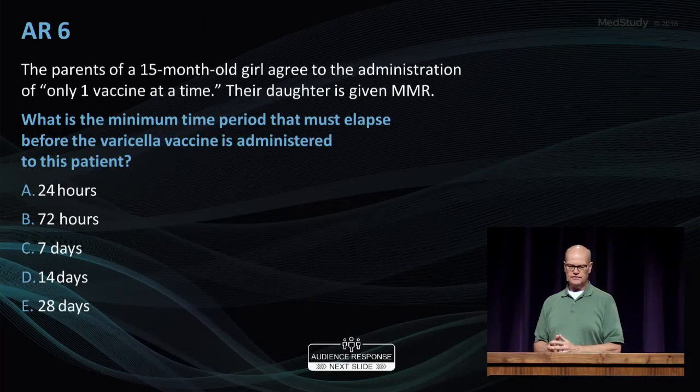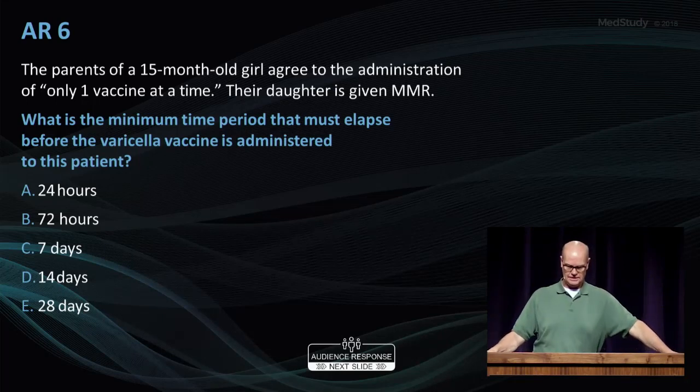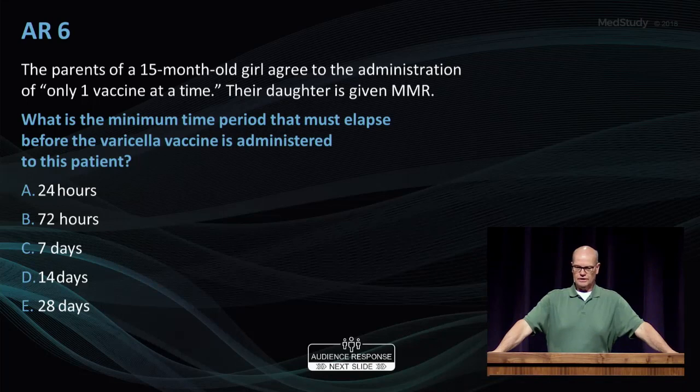The parents of a 15-month-old girl agree to the administration of only one vaccine at a time. Their daughter is given an MMR. What is the minimum time period that must elapse before the varicella vaccine is administered to this patient?